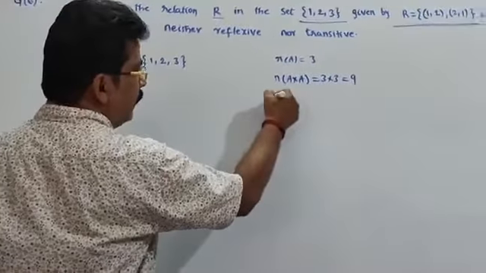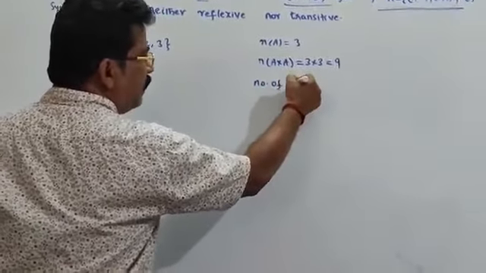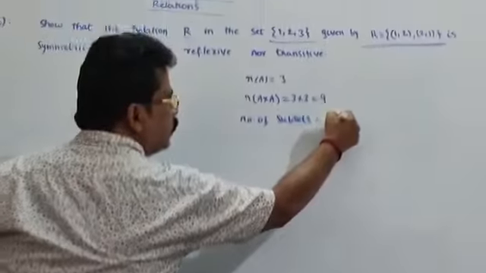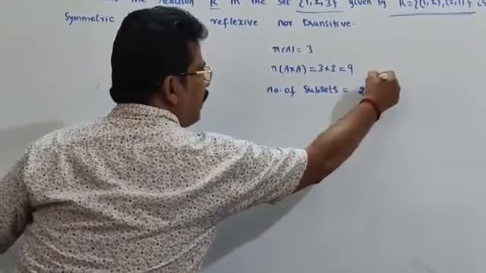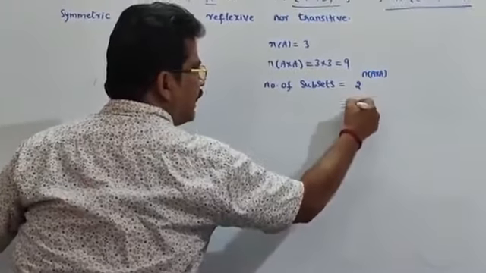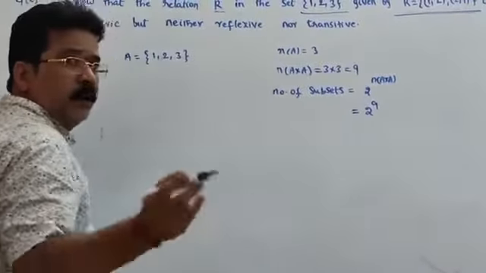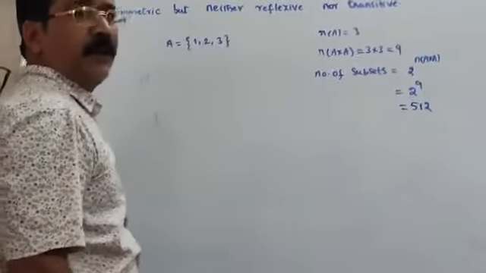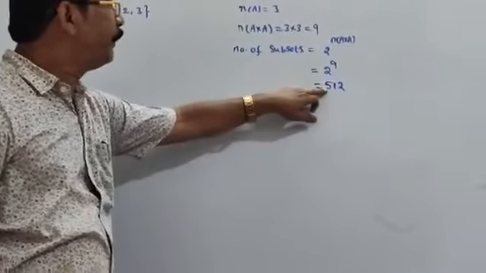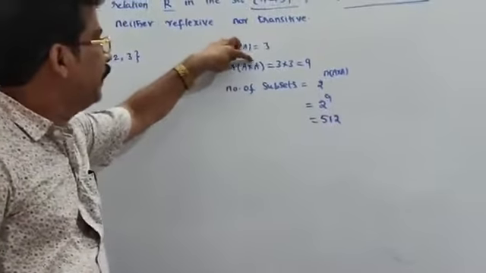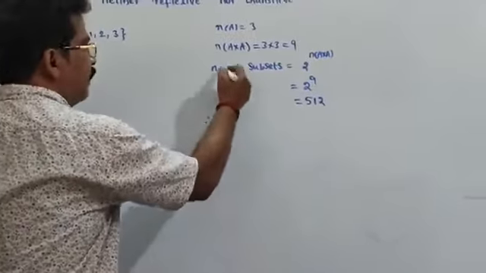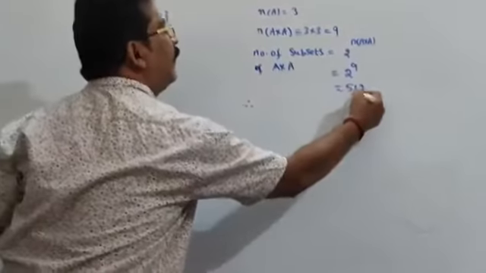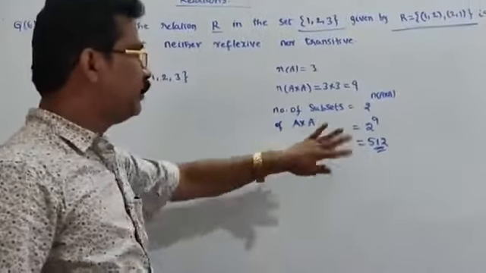Next question, the number of subsets is equal to 2 power N of A cross A, that is equal to 2 power 9. 2 power 9 means it is 512. 512 subsets are there for A cross A set. So therefore, the number of subsets of A cross A is 512.